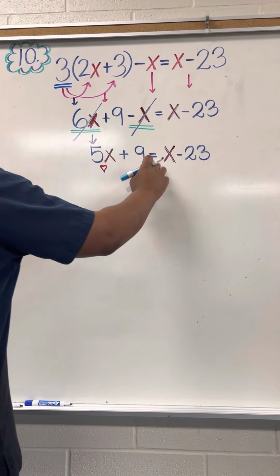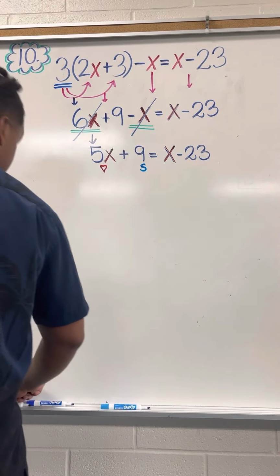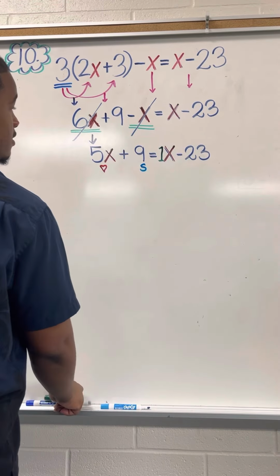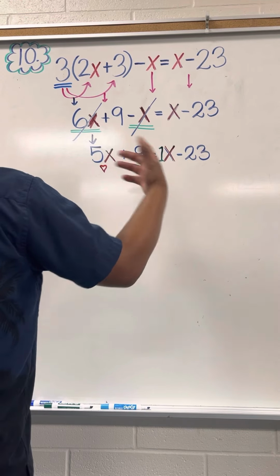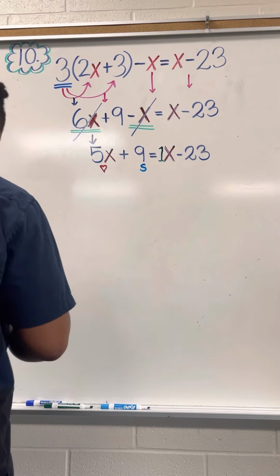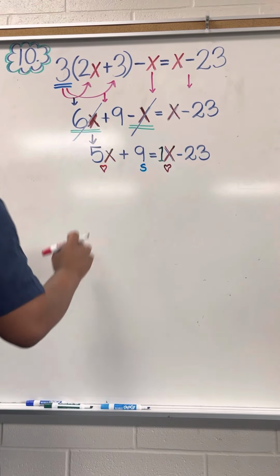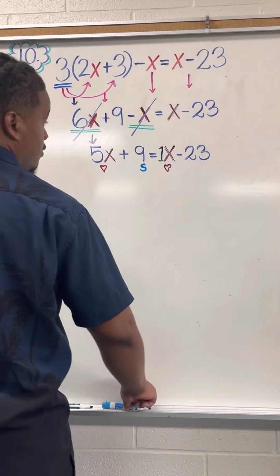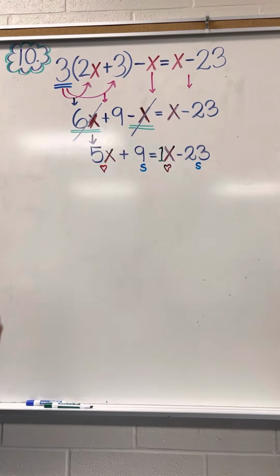Okay, equals x. There's actually an imaginary 1 in front of the x. So I'm just gonna put it here. So it's really a relationship between 1 and x, and the operation of the relationship is multiplication, right? Because it's actually saying 1 times x. So I'm just gonna put a heart under that. And negative 23, once again, is just a single value, a single number, right? So I'm just gonna put an S for single.